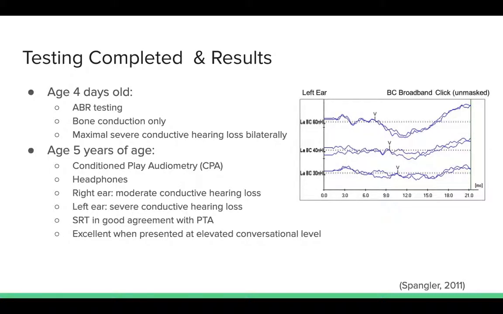So at age 4 years old, she had an ABR completed on her. Only bone conduction could be completed due to both ear canals having atresia. At this time, these results suggested a maximal severe conductive hearing loss bilaterally. And also to note, with a bone conduction ABR, the results are going to be less pretty. The morphology is going to be more poor when compared to an air conduction signal.